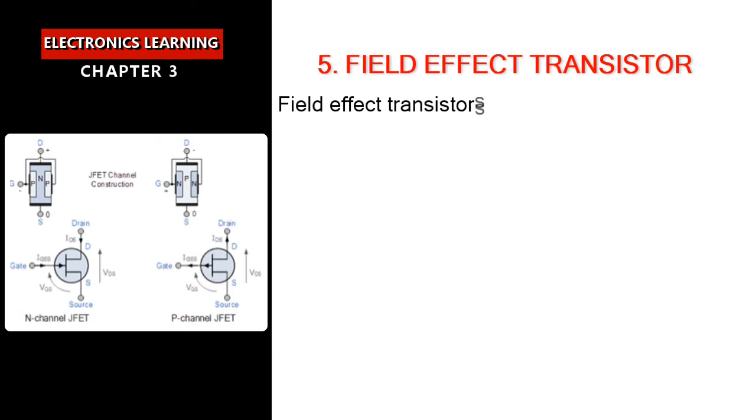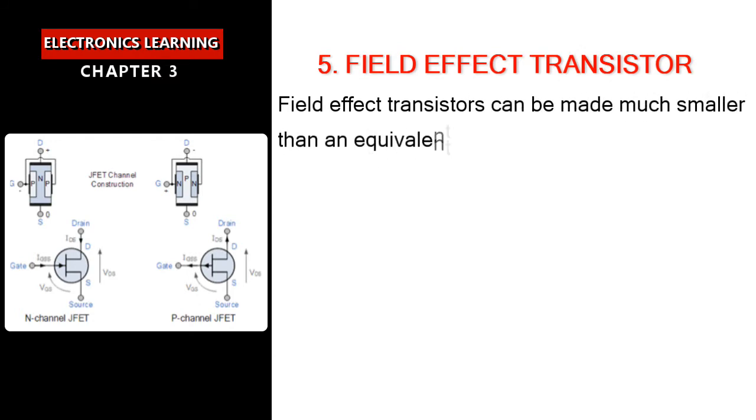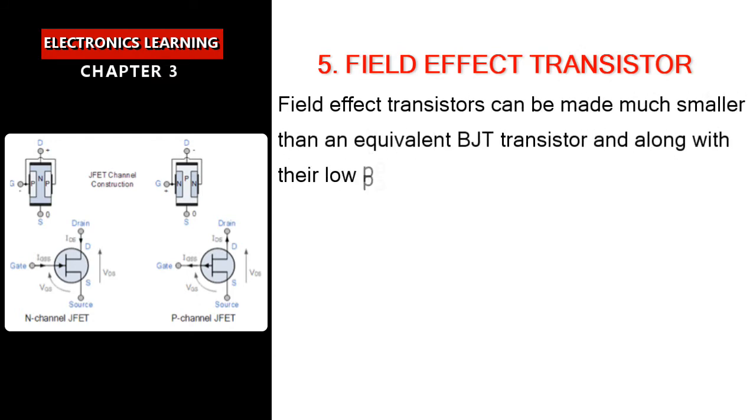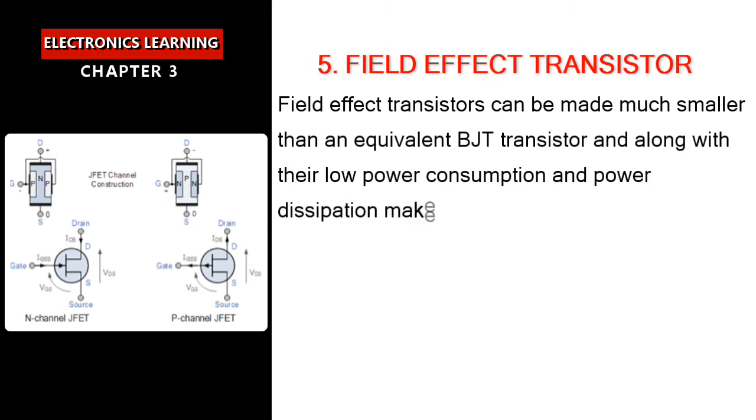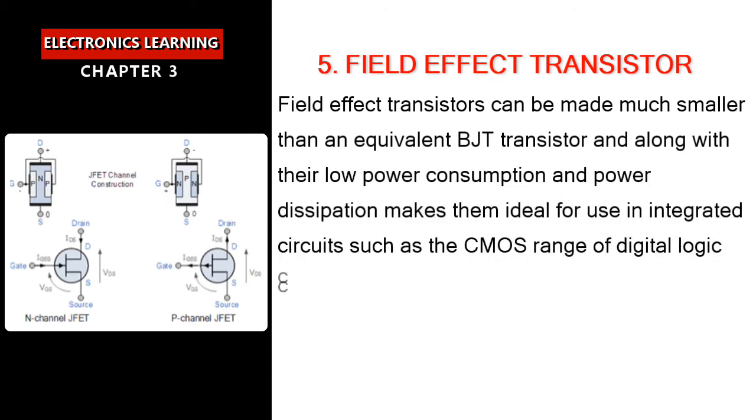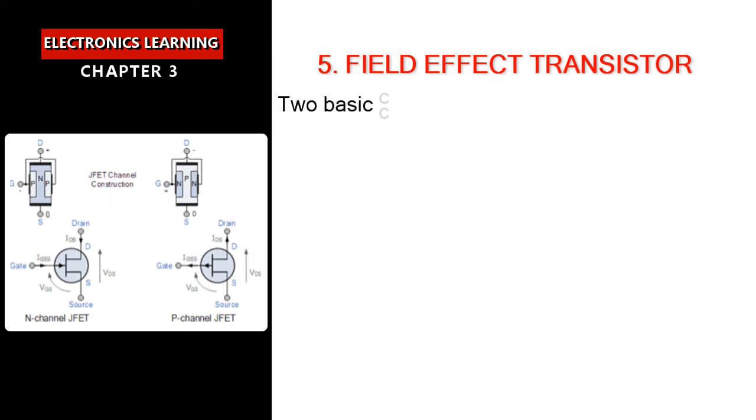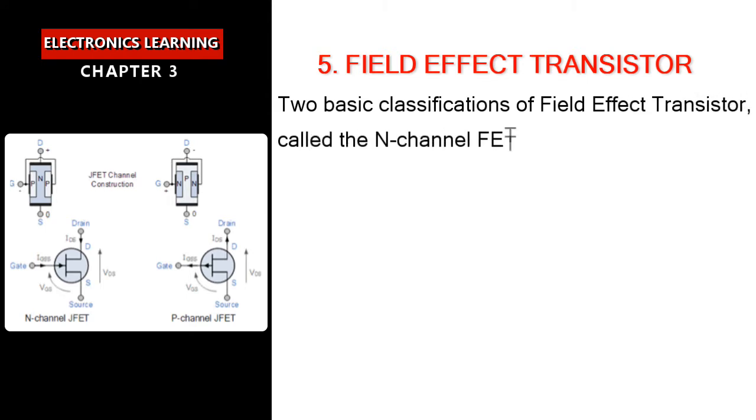Field effect transistors can be made much smaller than an equivalent BJT transistor, and along with their low power consumption and power dissipation, this makes them ideal for use in integrated circuits such as the CMOS range of digital logic chips. There are two basic classifications of field effect transistor, called the N-channel FET and the P-channel FET.